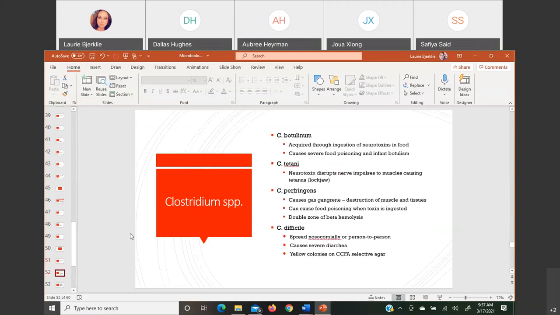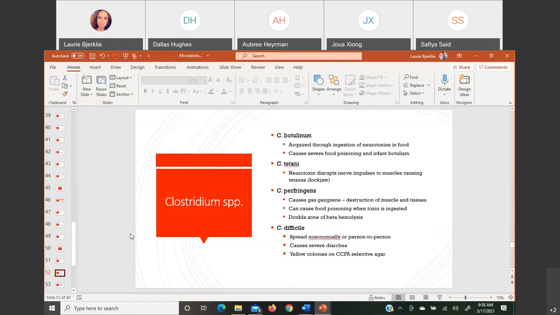Here are your four Clostridium. Clostridium botulinum is our Botox one, but also known to cause severe food poisoning. Clostridium tetani is your tetanus or lockjaw. You should have a vaccination every 10 years to prevent this. Clostridium perfringens is the one that can cause gangrene along with food poisoning. It shows a double zone of beta hemolysis, a unique feature when it grows on an agar plate.